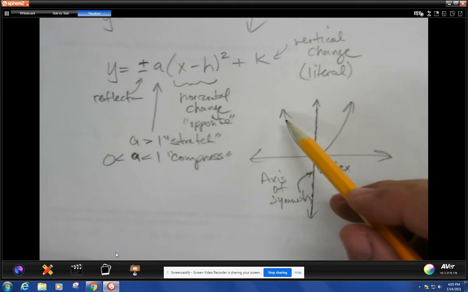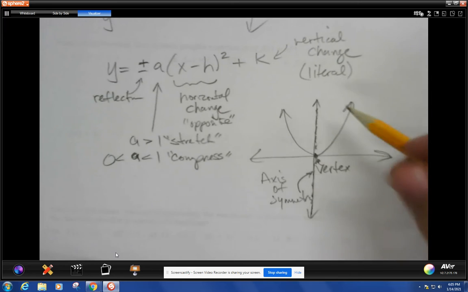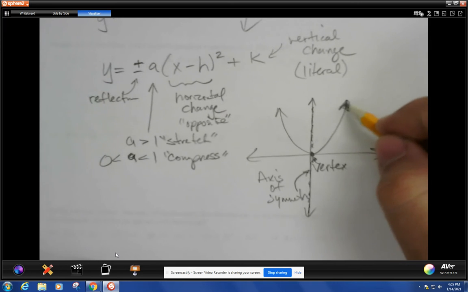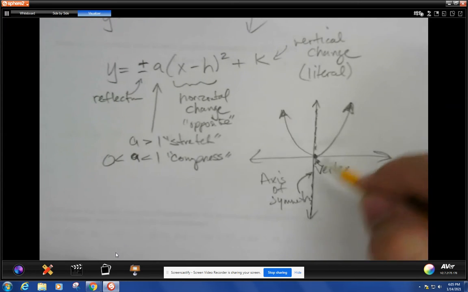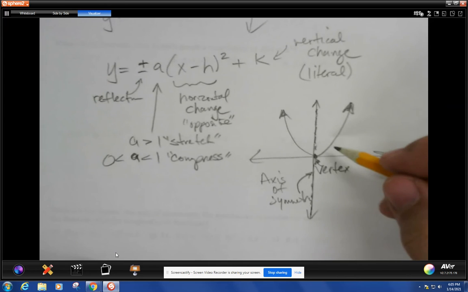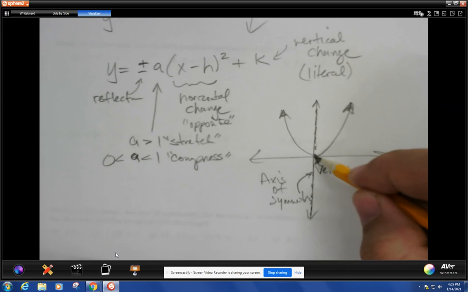You also notice a couple more things about this graph. Notice that this graph goes on forever in this direction, okay? It just keeps going on and on and on. But there is a minimum that this graph has, okay?